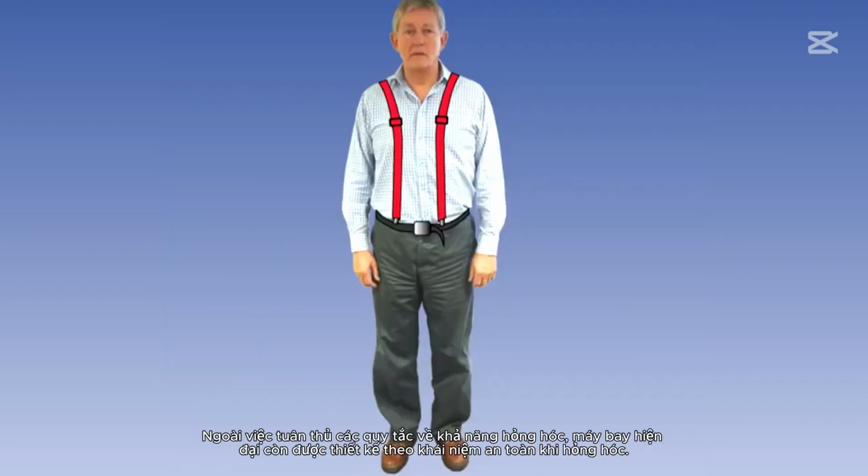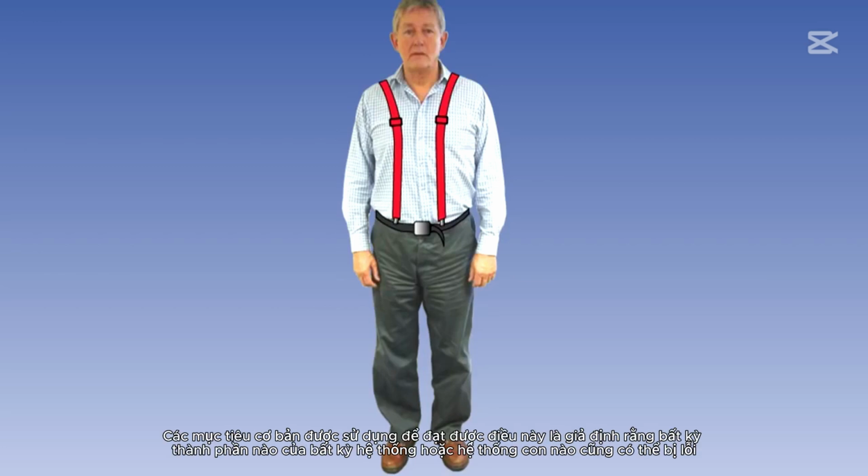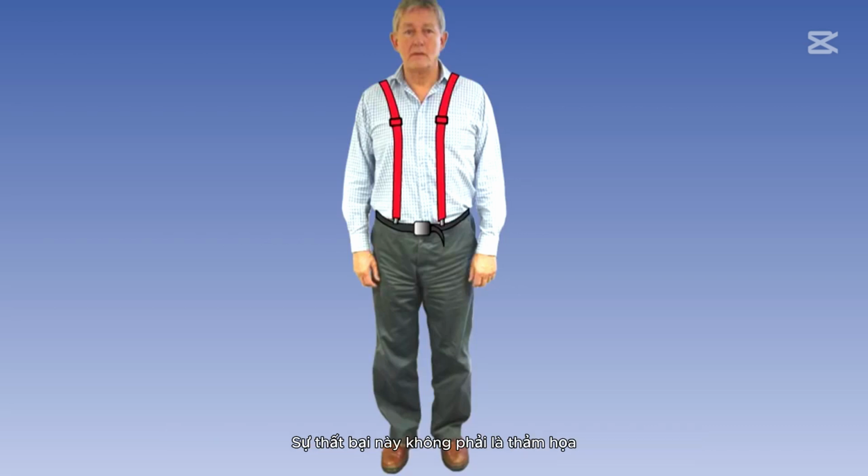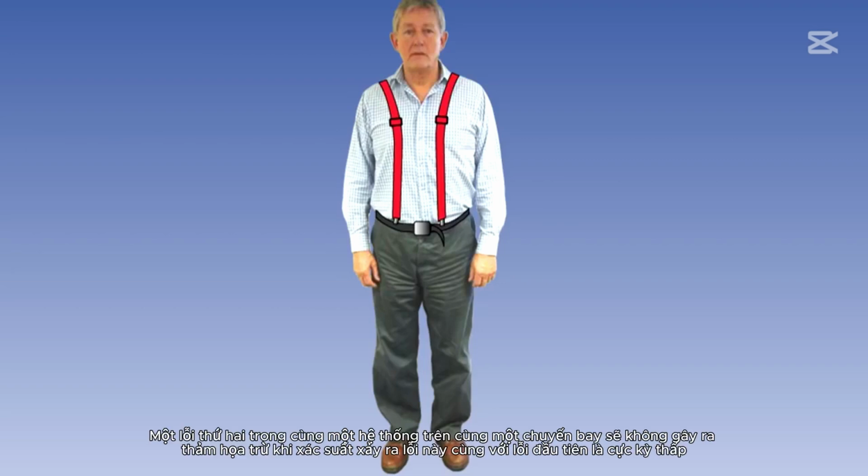As well as obeying the rules about the probability of failure, modern aeroplanes are designed around the fail-safe concept. The basic objectives used to achieve this are that a single failure of any single element of any system or subsystem should be assumed. This failure must not be catastrophic. A second failure in the same system on the same flight should not be catastrophic unless its joint probability with the first failure is extremely improbable.